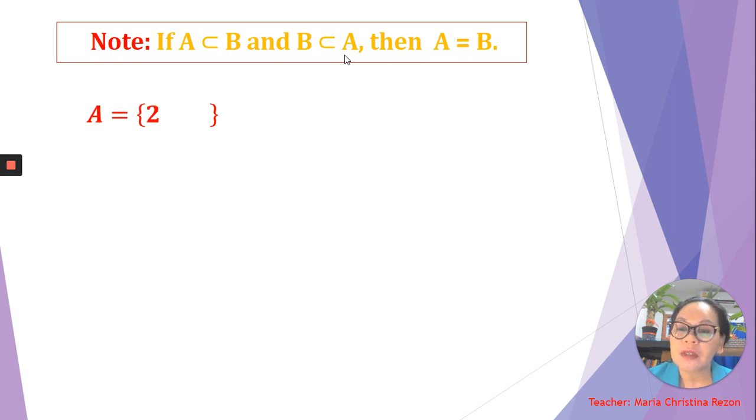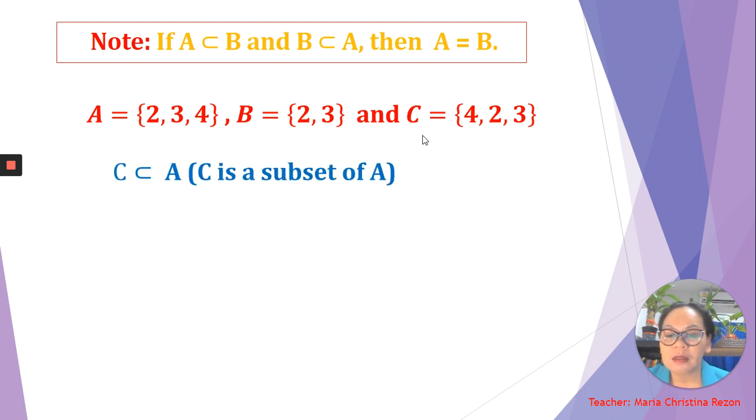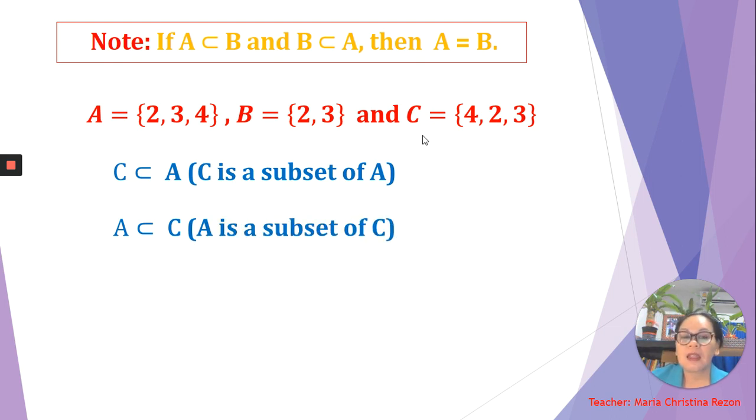Now let's go back to our examples here. Which of these sets here are subsets of each other? So you can say that C is a subset of A, or you can say A is a subset of C. Then we can say that A and C are equal sets, and at the same time, they are equivalent sets.